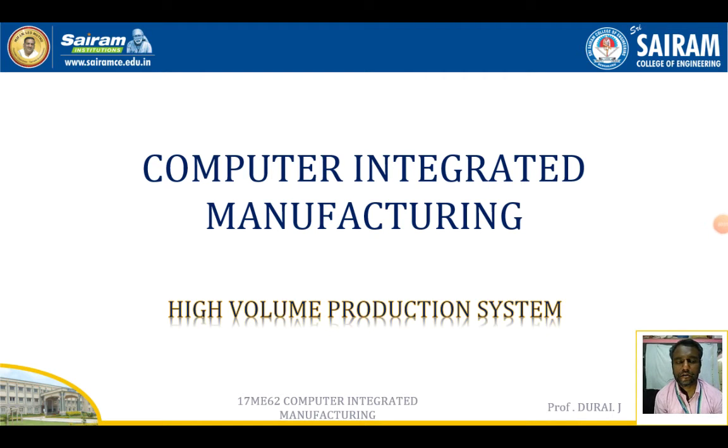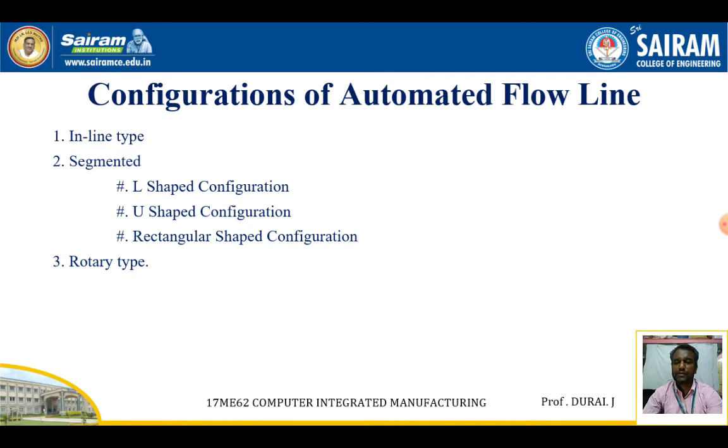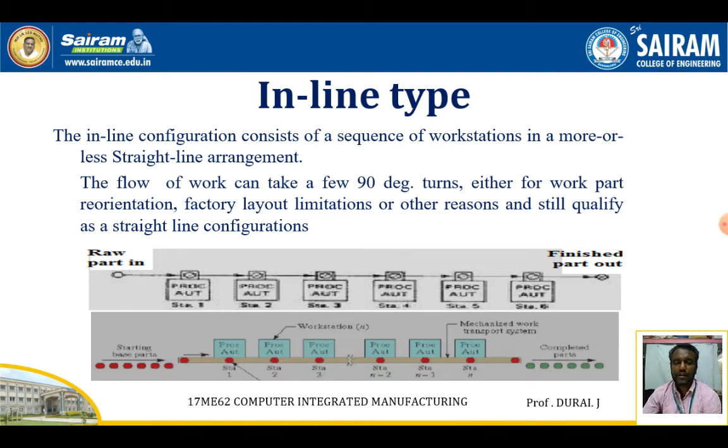Good evening, everyone. Today we are going to discuss high volume production. In high volume production, we are going to discuss the automated flow lines. So, types of automated flow lines. Here there are three types of flow lines: inline type, segmented type, and rotary type. We will discuss each and every one.